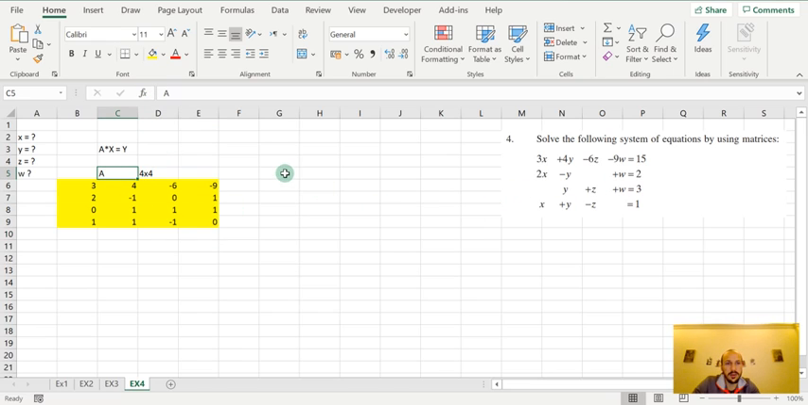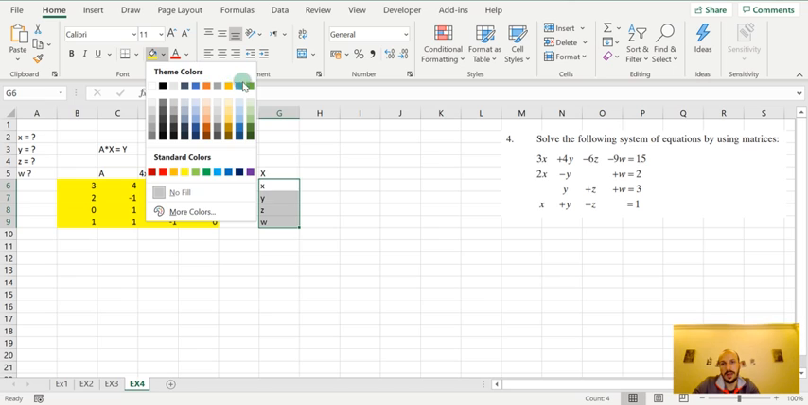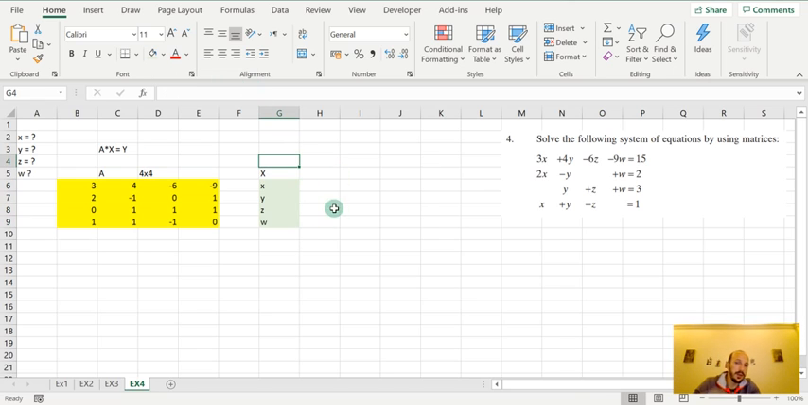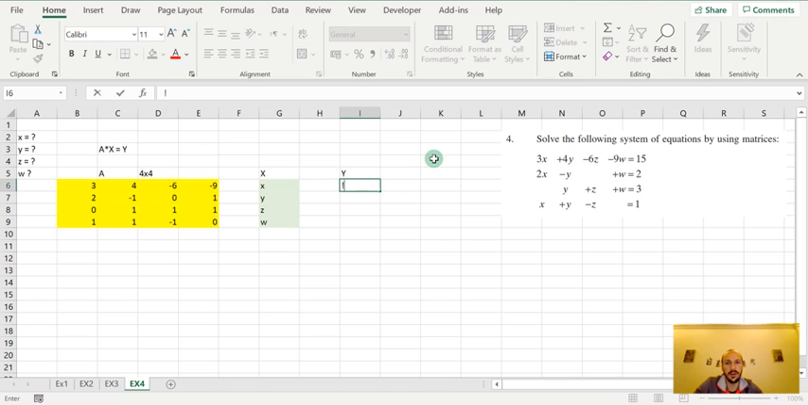The second matrix, the x, is the big X, the values or unknowns which are x, y, z and w. These are what we are looking for. So here we will put them in green, and later on we will find x, y, z and w. And finally the y matrix or vector here is the vector of values 15, 2, 3 and 1. Great.